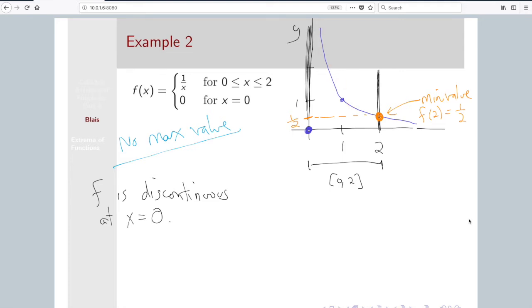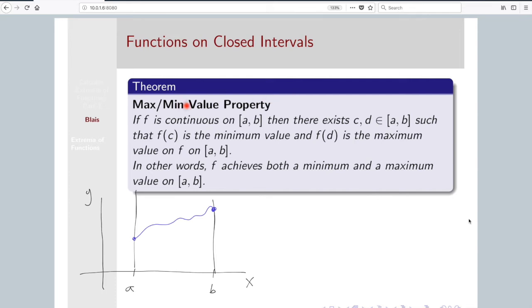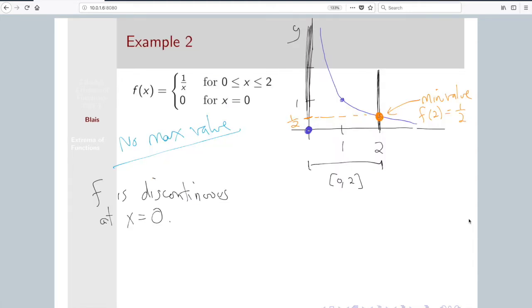If we go back to our theorem for the min-max value property, it said we were only guaranteed that f achieves a minimum value and also a maximum value on a closed interval [a, b] if f is continuous. If it's not continuous, we do not have this guarantee. This example is an illustration of that. Because the function is not continuous and has this vertical asymptote at x equals 0, we actually see that this function does not attain a maximum value. That theorem does not apply.